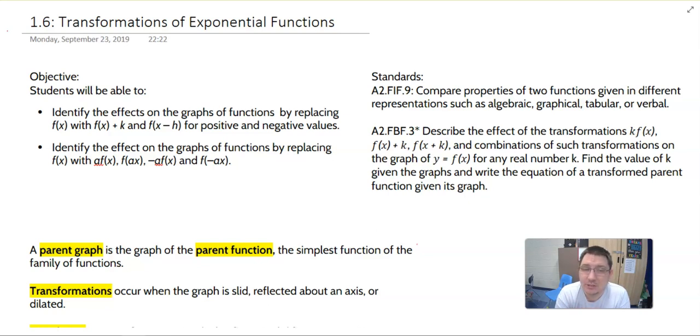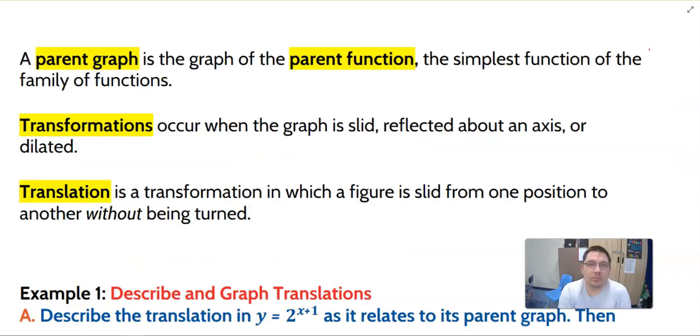And so these two standards that we're looking at are comparing properties of two functions given in different representations, and also describing the effects of the transformations as given, finding the value of k for the graphs. And so we're going to look at a couple definitions first, and then we'll get into a couple of the examples.